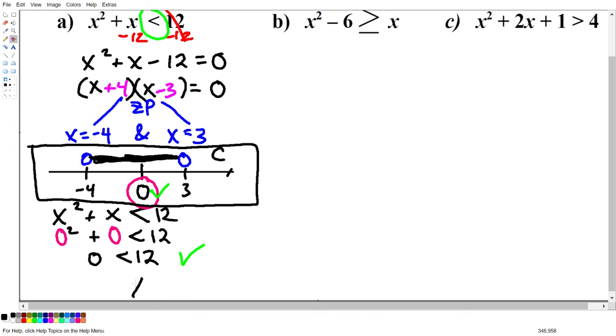So here's the other way to write my answer. x is less than 3, but x is also greater than negative 4. So both these answers are the same, and both those answers would be accepted. We're done.